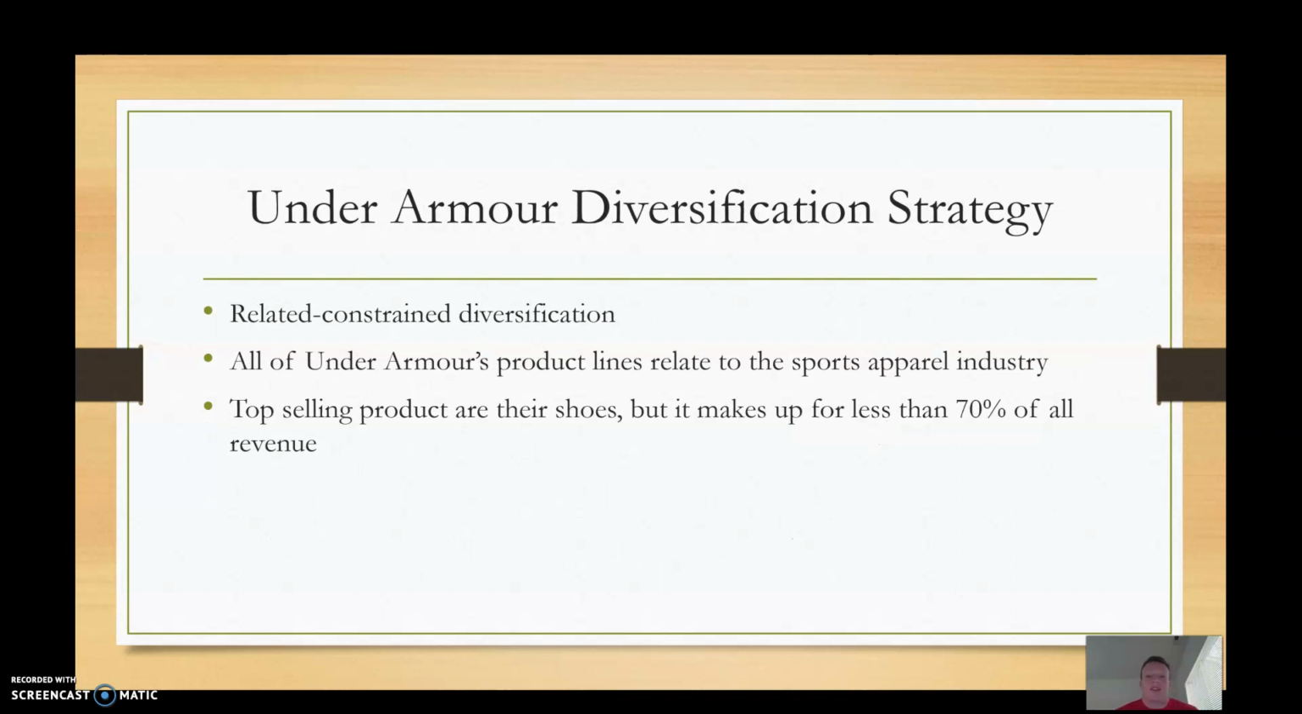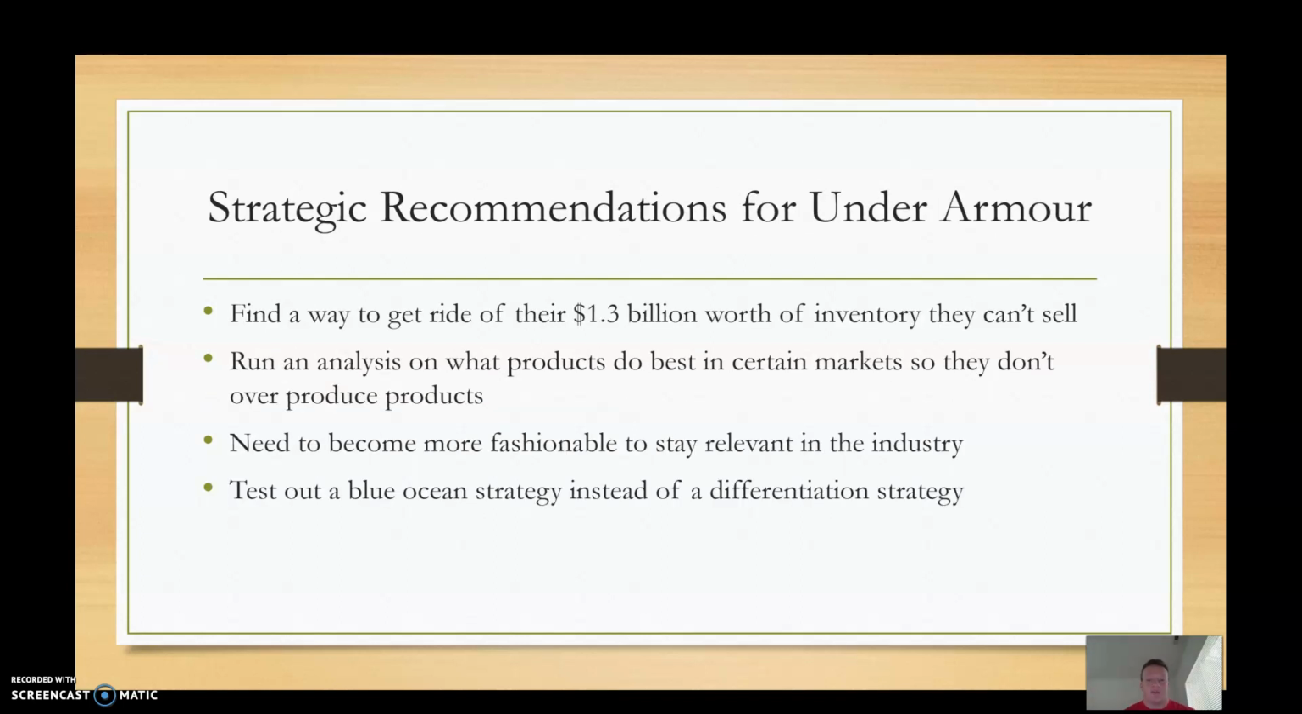So their diversification strategy is related constrained. This is because all their product lines relate to sports apparel, and there's nothing really outside of that. Their top selling products are their shoes, especially since Steph Curry came in and kind of helped design them to what he likes. And even though it makes up less than 70%, which is why it's related constrained.